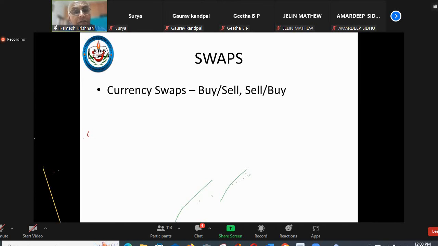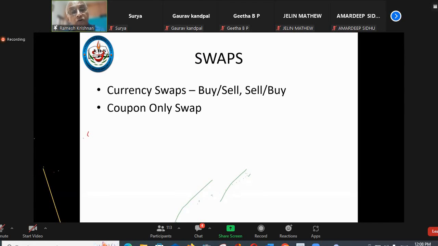Now, swaps can be currency swaps. So you do buy, sell or sell buy. Both are covered in your module A in detail. In buy, sell, you receive a premium. In sell, buy, you pay a premium. So that concept is not related to this. So it is covered in module A separately. For your arithmetical calculation also, you will need that.